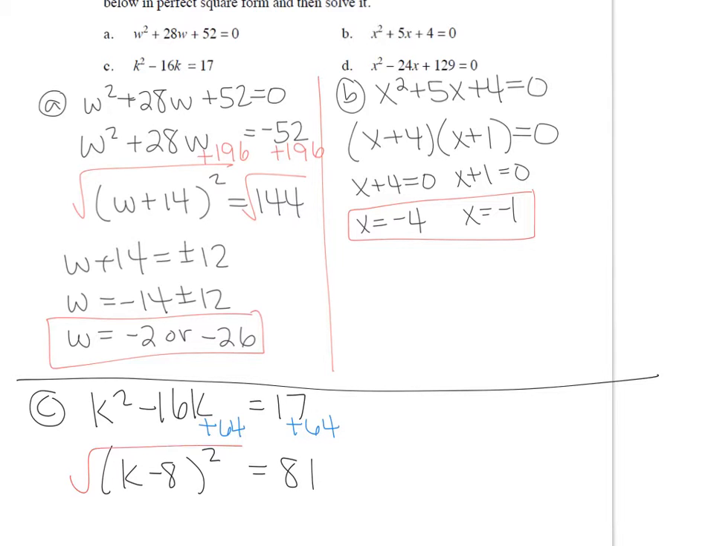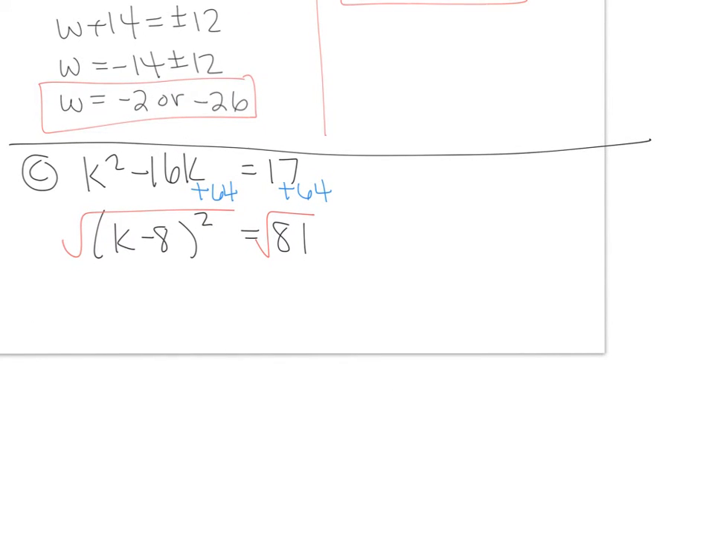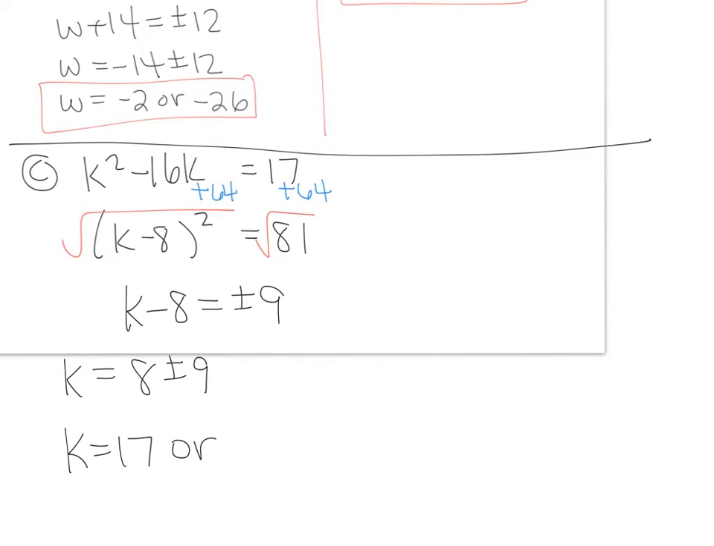And so we take the square root of both sides. k minus 8 equals plus or minus 9. So we're going to add 8 to both sides. So we get k equals 8 plus or minus 9. So k is 17. Or k is, oops, that should be a k, k is negative 1. All right.